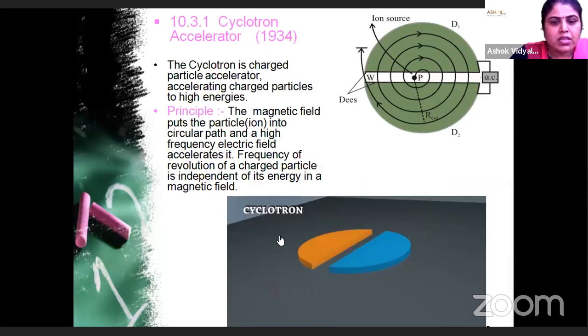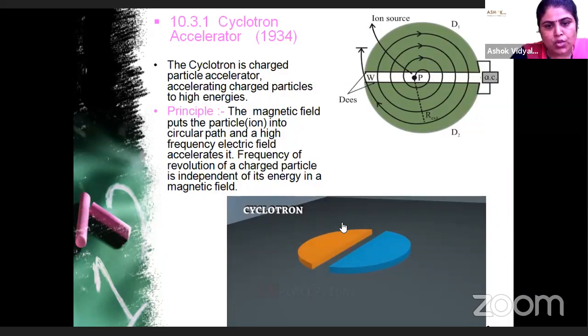Again, see the construction, that is the cyclotron, which was invented in 1934. The cyclotron is a charged particle accelerator. That is, it accelerates charged particles to high energy. Now see the principle of this. The magnetic field puts the particle ion into a circular path, and a high frequency electric field accelerates it. The frequency of revolution of charged particles is independent of its energy in a magnetic field.